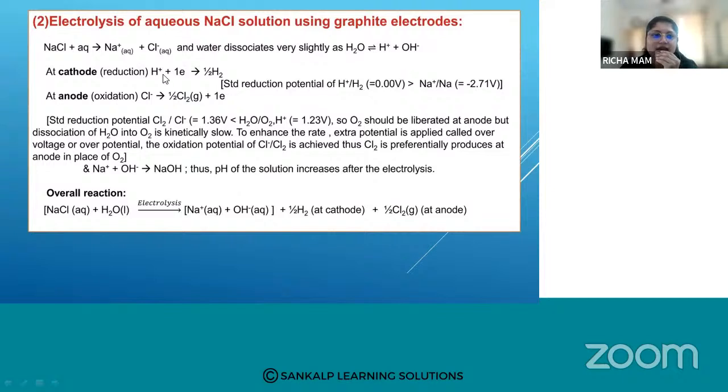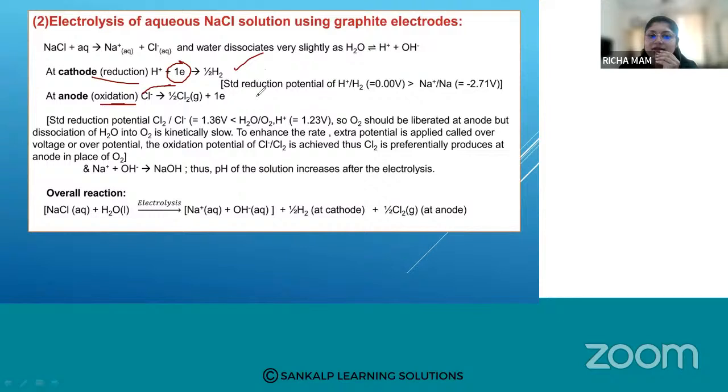So again, when you put the external source, what will happen? Reactions take place at the cathode and at the anode. At the cathode, reduction takes place: H plus plus one electron gives you half H2. At the anode, oxidation takes place, so there is a loss of electrons. The electron which is lost here is taken up at the cathode.